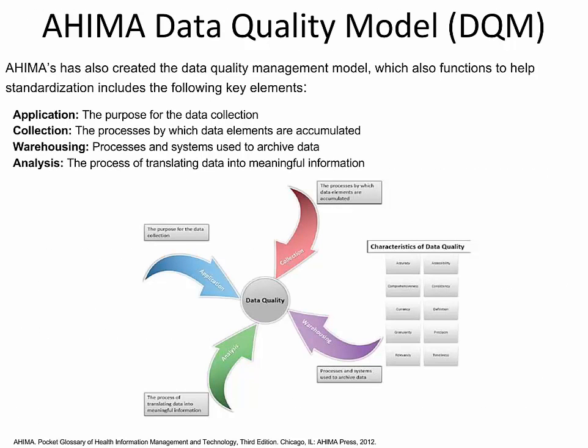AHIMA has also created the Data Quality Management Model, which also functions to help standardization, including the following key elements. Application, which refers to the purpose for the data collection. Collection, the processes by which data elements are accumulated. Warehousing, the processes and systems used to archive data. And finally, analysis, the process of translating data into meaningful information.